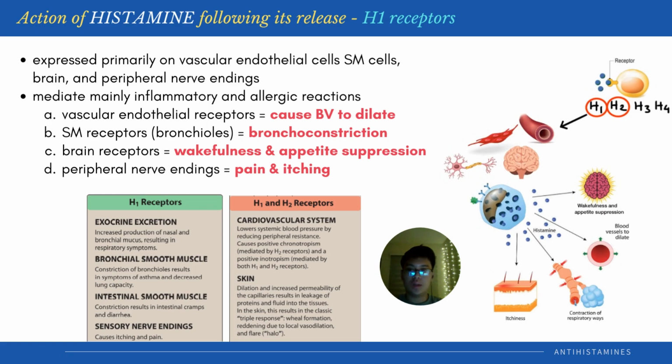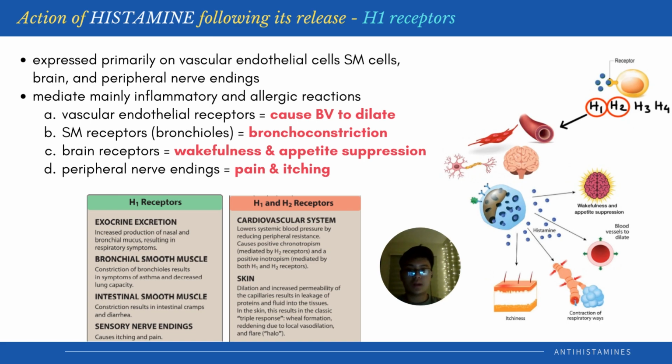Now, what does histamine do following its release? Well, histamine exerts its effects by binding to the various types of histamine receptors found mainly on the different cells throughout the body. And to date, there are actually four types of histamine receptors na atong na-identify, and that is our H1, H2, and H3 receptors. However, in this lecture, we're only going to focus on the first two types of receptors because they are the main targets of our clinically useful drugs.